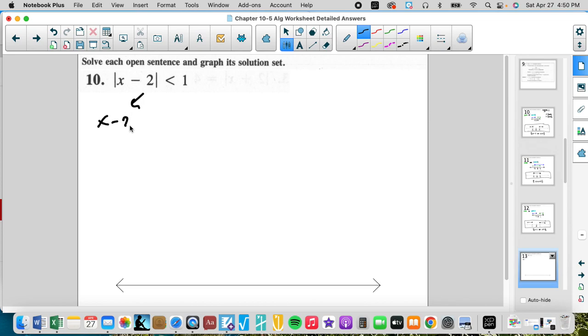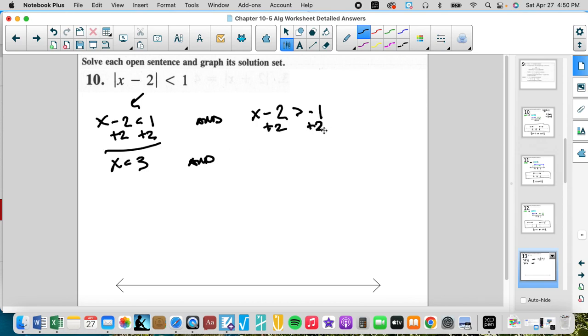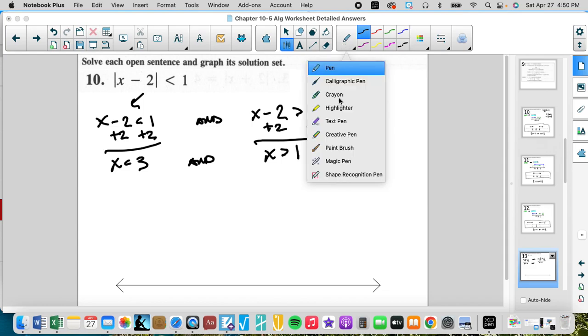x minus 2 is less than 1. This is a less than, so it's an and. x minus 2 is greater than negative 1. Remember, we flip the inequality sign and we make it negative. So add 2, x is less than 3, and add 2, x is greater than 1. So let's graph it.